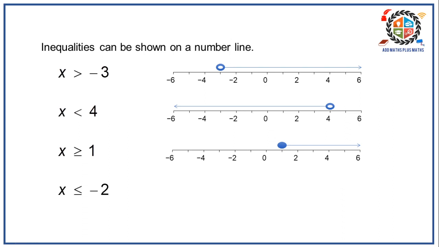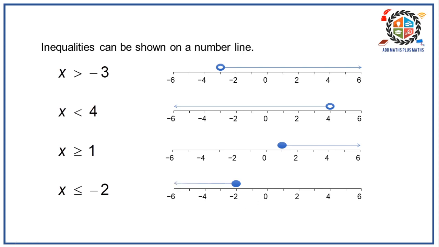Next, x ≤ -2. Again, there's an equal sign, so I will include -2. -2 here, I'll include that. That's why it's a shaded circle, and everything on its left. I'll draw an arrow to the left.